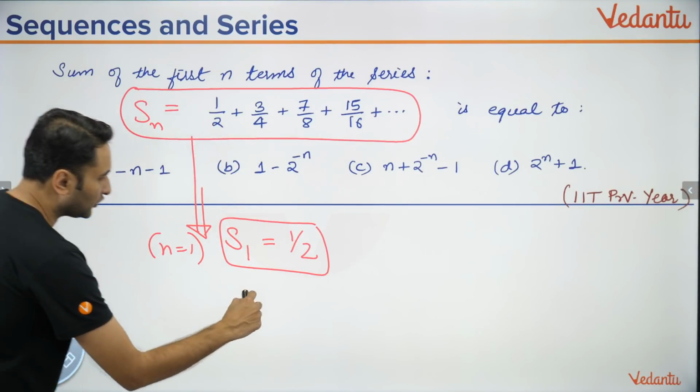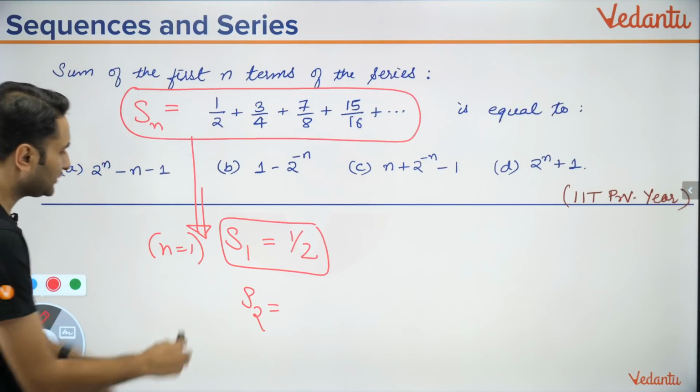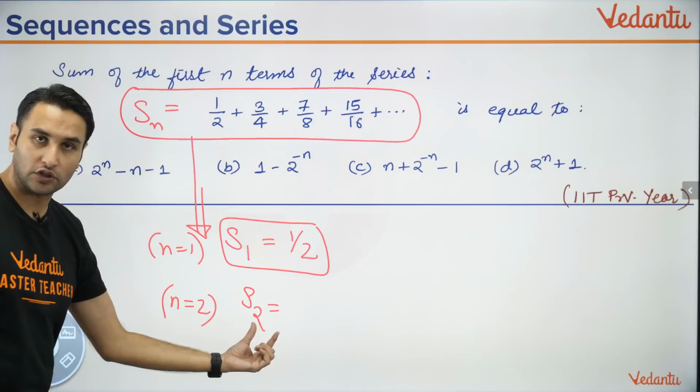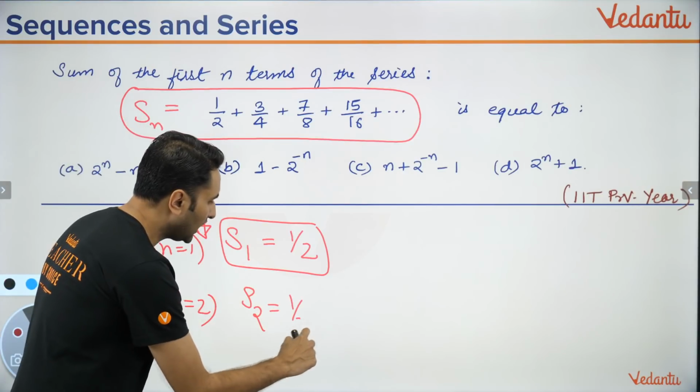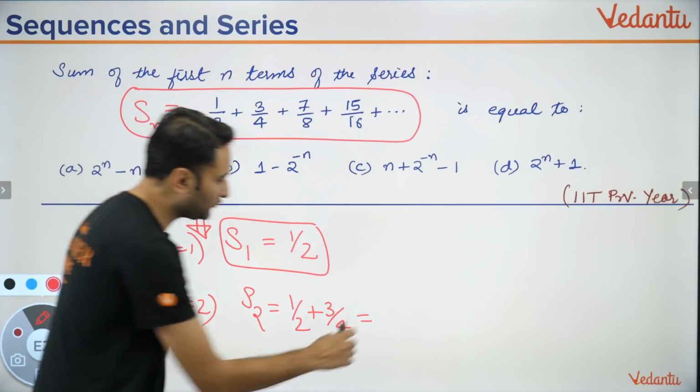अच्छा, what is the summation till the second term? Can you tell me? S2 क्या है? When n is equal to 2, है ना? n is equal to 2, summation of 2 terms. वो बच्चों कितना हो जाएगा? हाफ प्लस 3/4 कितना हो जाएगा बच्चों? एलसीएम ले लो, 5/4.